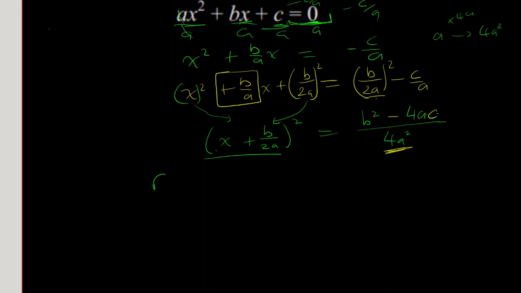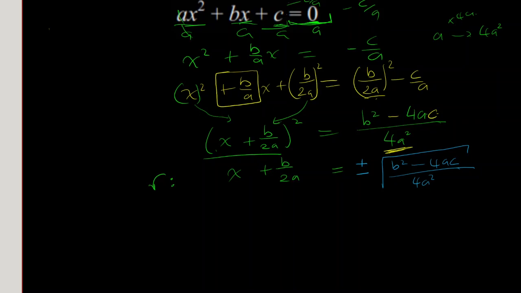Now we can take the square root on both sides of this equation, so we'll have x plus b over 2a. Of course, let's be careful and realize we have a plus minus sign that we need to apply, because the square root of anything can be either positive or negative. Then we will have b squared minus 4ac, and that is over 4a squared.